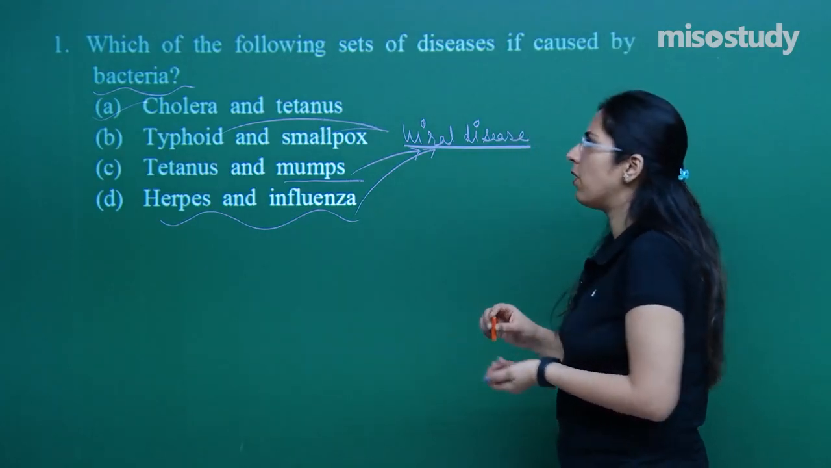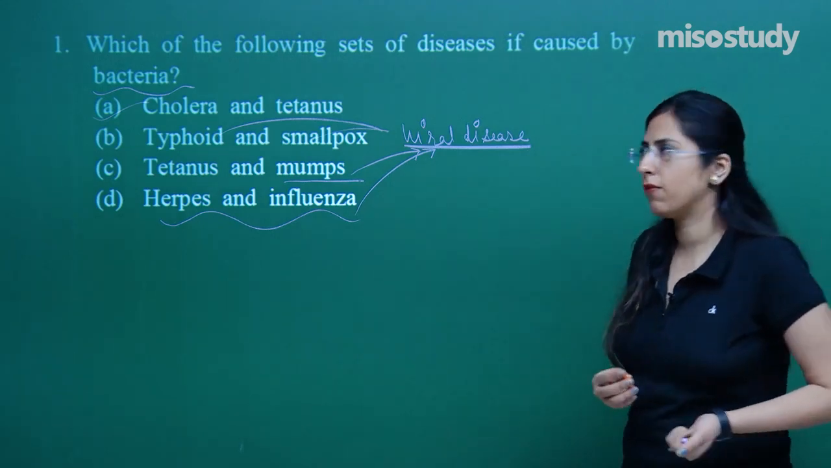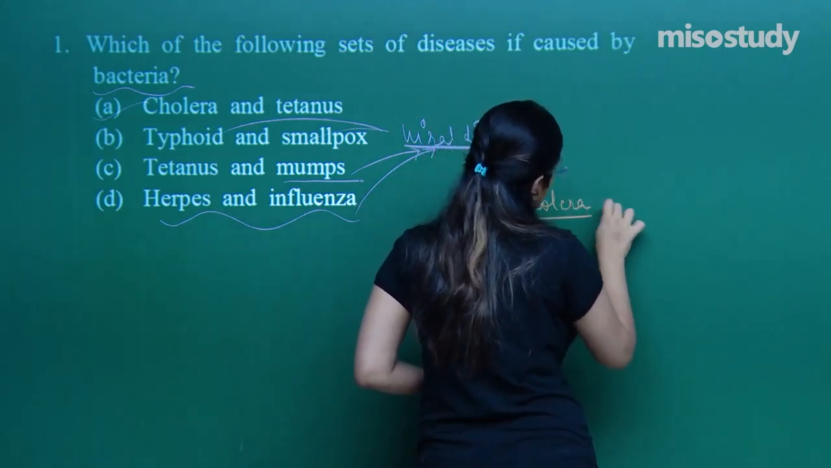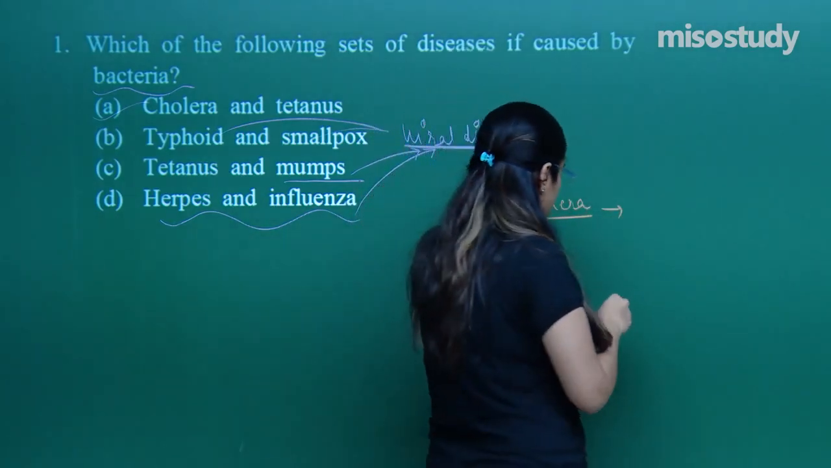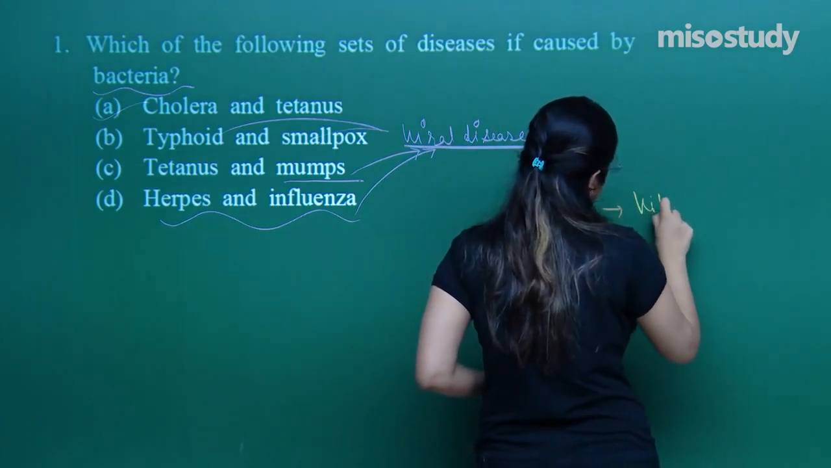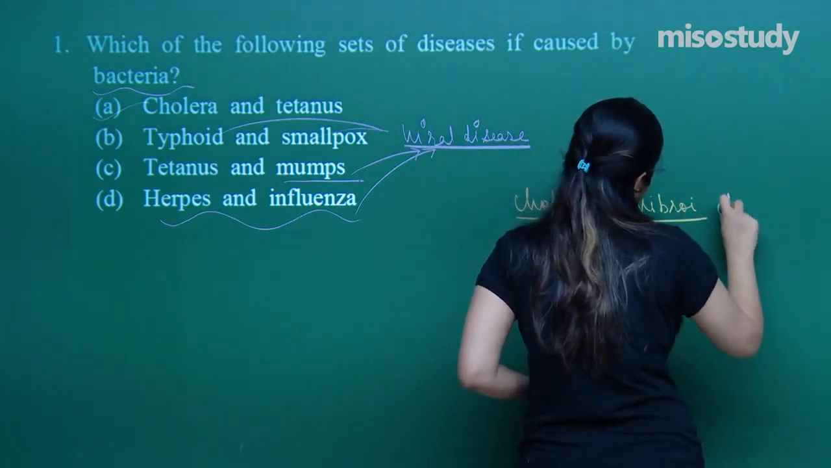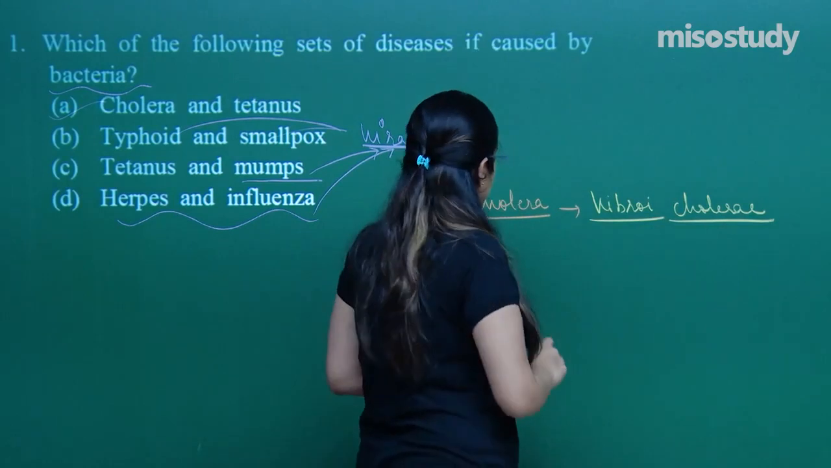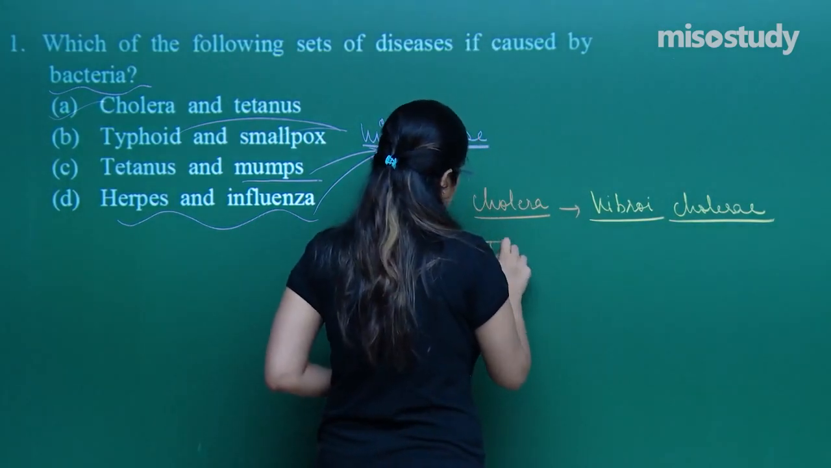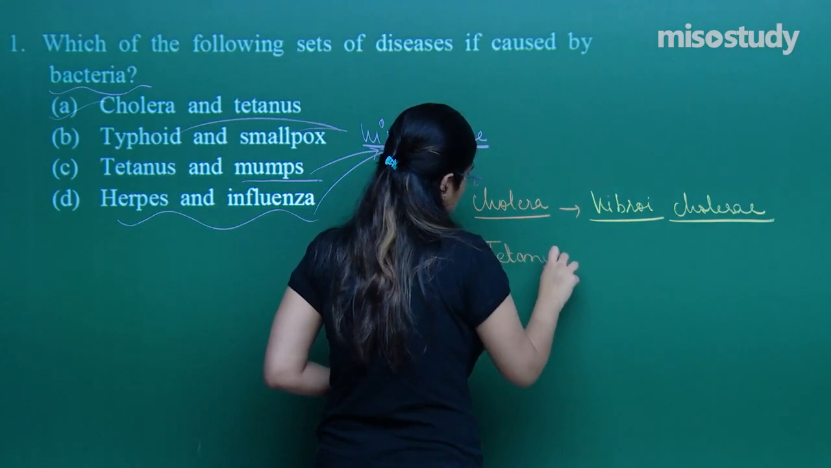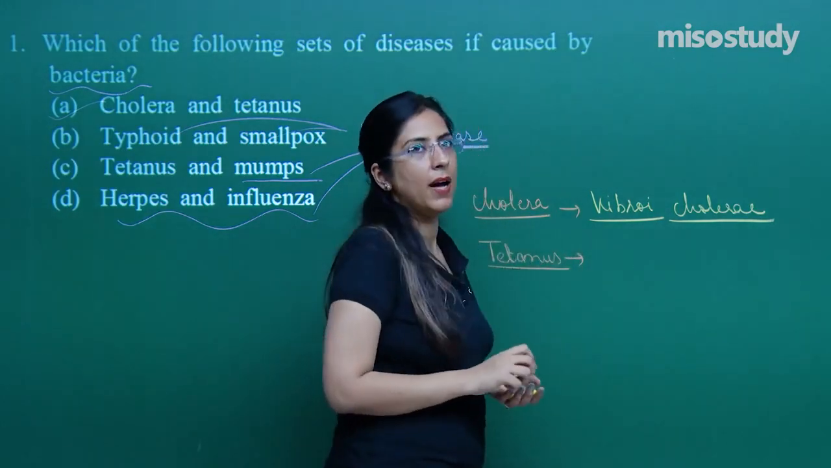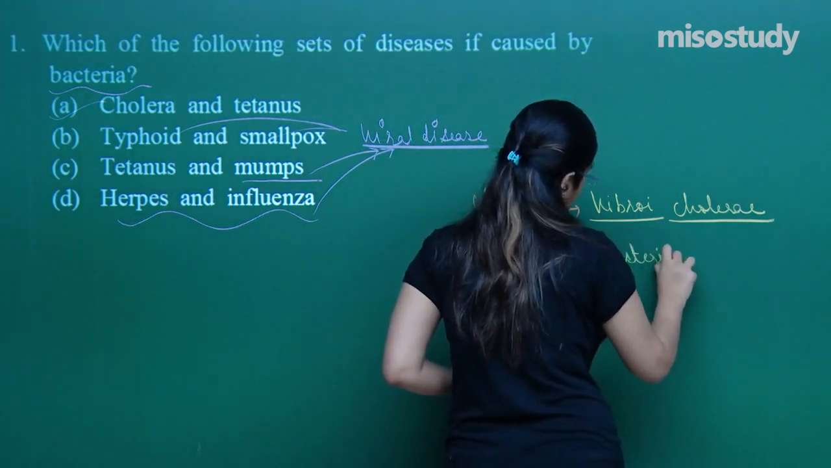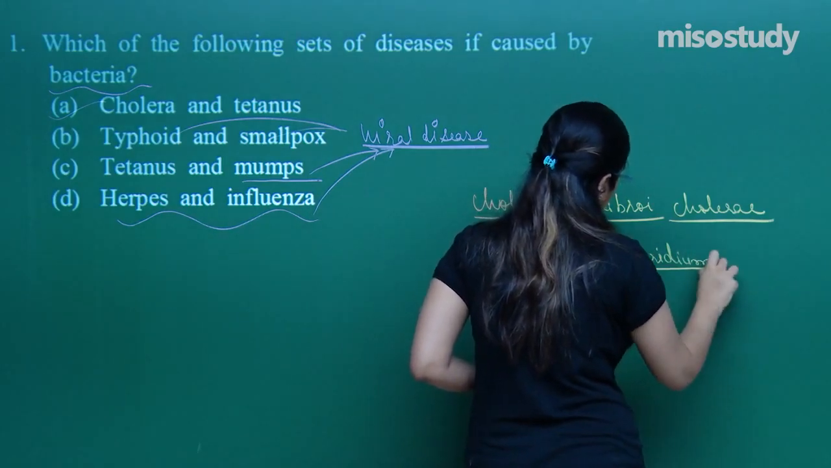We will not stop here. I would like to discuss their causative agents as well. Cholera is caused by Vibrio cholerae. When we talk about tetanus, tetanus is caused by Clostridium tetani.